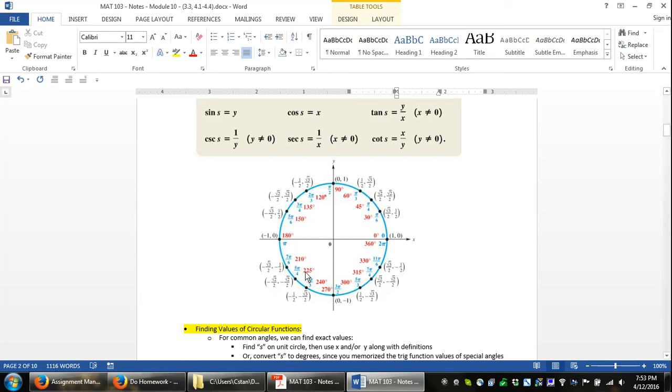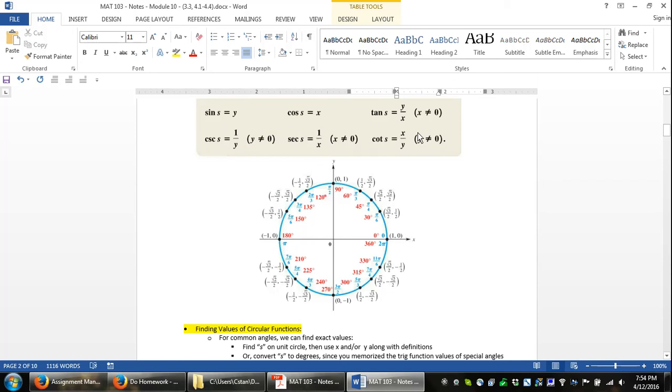And you just look at it, find 330 degrees, and the x value is square root of 3 over 2. So the cosine of 330 is square root of 3 over 2. Okay, so as long as you can find these two, all of your other trig functions can be found using these two.